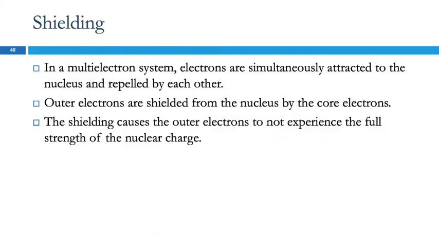It has to do with the interactions between electrons, that shielding and penetration business, effective nuclear charge. So electrons are simultaneously attracted by the nucleus and repelled by each other. The outer electrons, the valence electrons, are shielded by the inner core electrons. And so those outer electrons don't experience the full strength of the nuclear charge, so they're not pulled in as tightly.